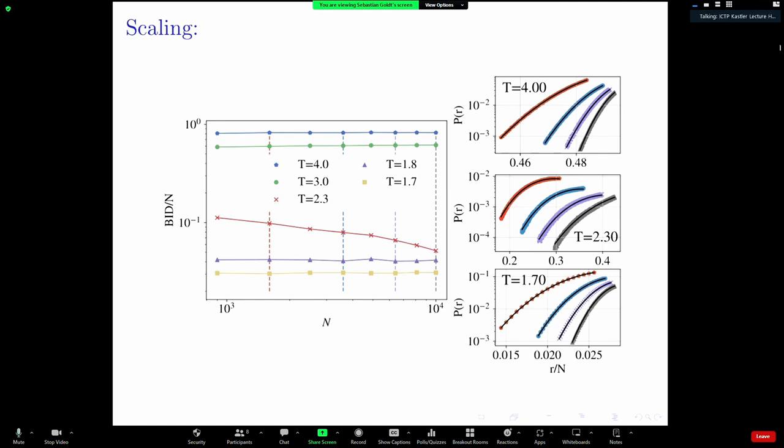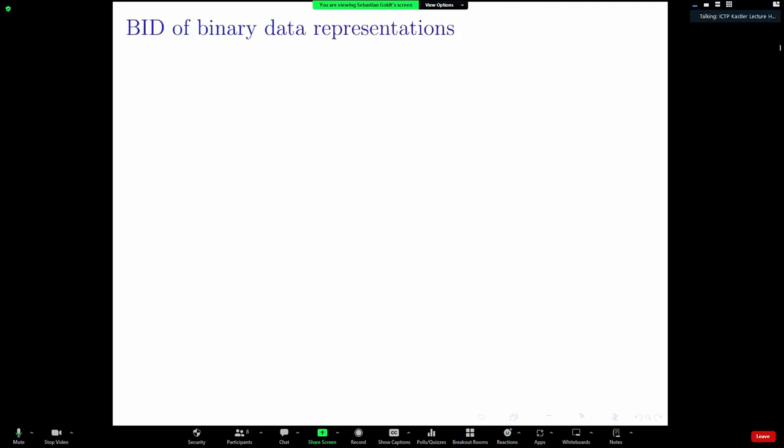This is a StatMech benchmark, but then we moved towards a computer vision application.